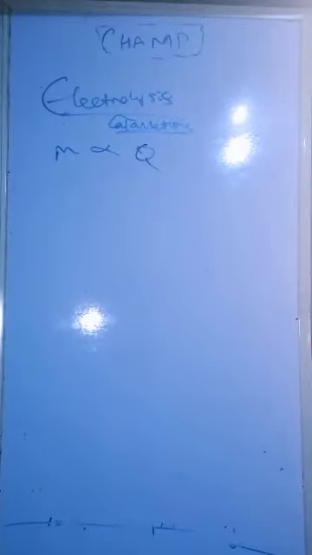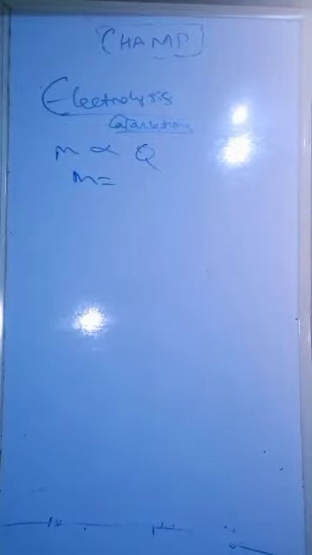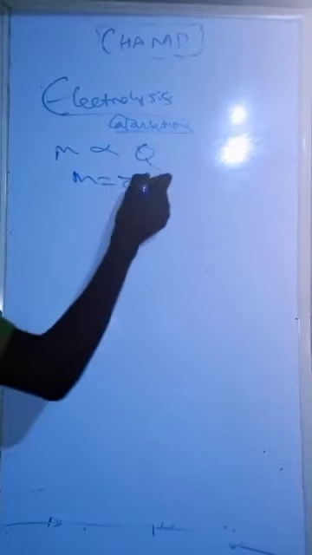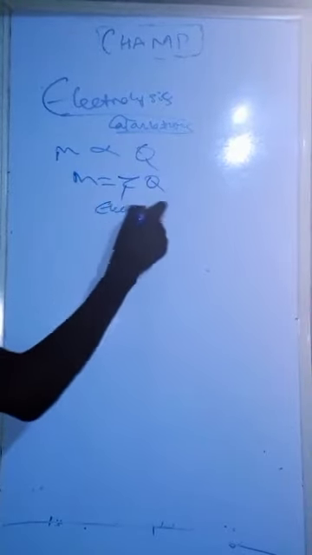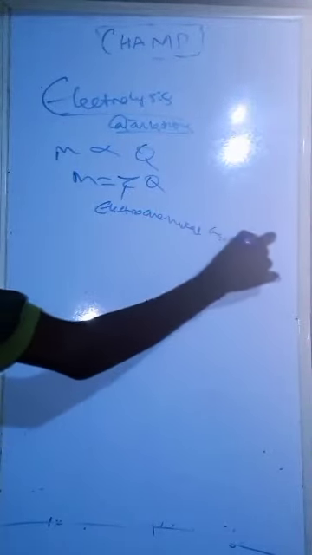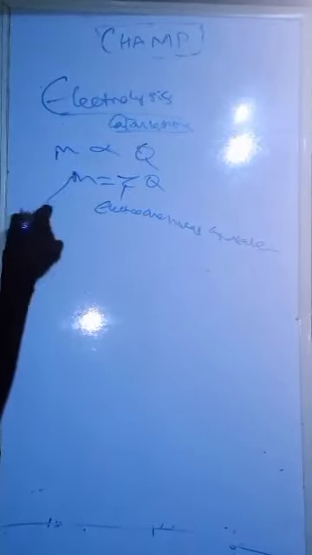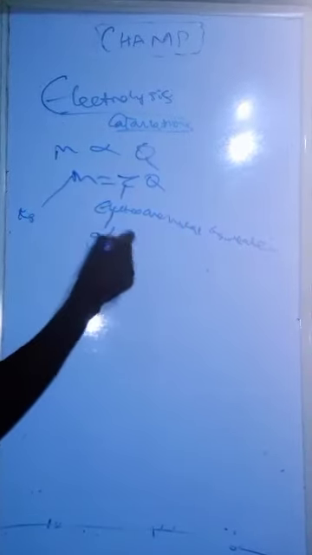So from this equation, I can say M is equal to what? I want to introduce my electrochemical equivalence. This is Z, so M = ZQ. This is my electrochemical equivalence. Let me just stop on this a bit. The unit for this is always gram or kilogram. Electrochemical equivalence is what? Gram per coulomb.